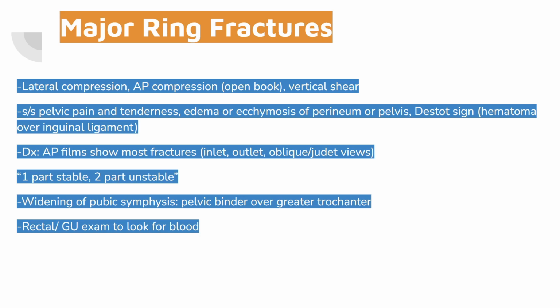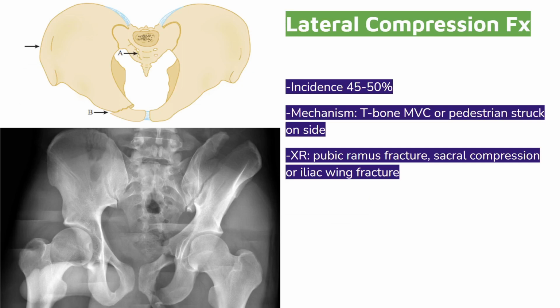And just like other fracture patterns that we've talked about today, one part can be stable, two parts is by definition unstable. Widening of pubic symphysis requires a pelvic binder, and that goes over the greater trochanter. And rectal and GU exams should generally be performed as well, looking for blood.